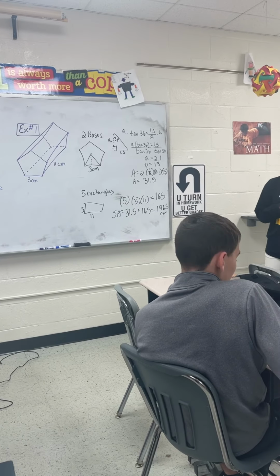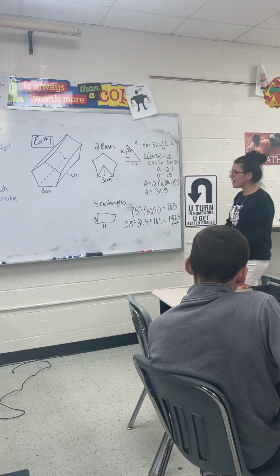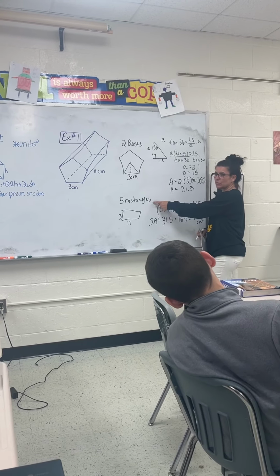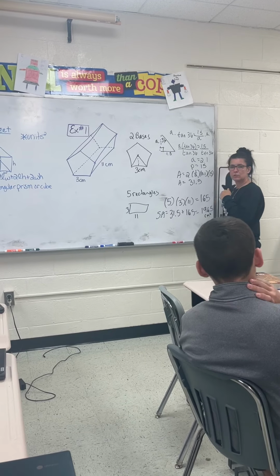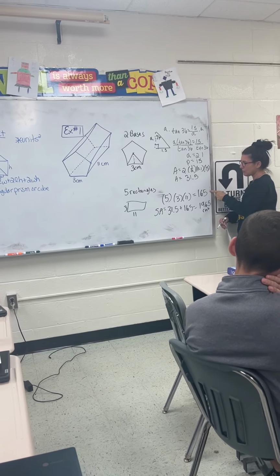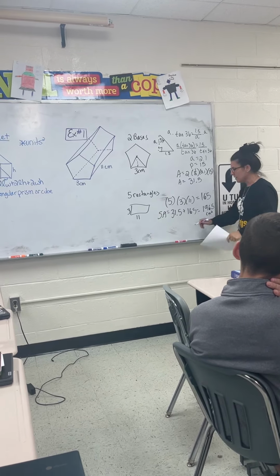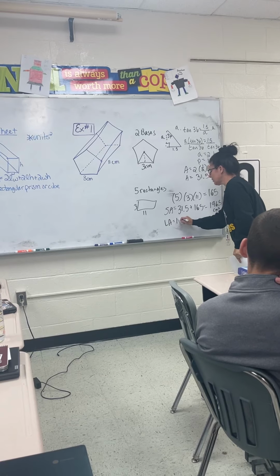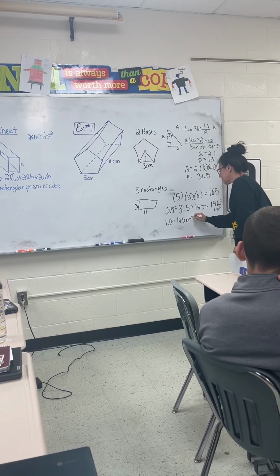Now, if I was asked to find just the lateral area, I would just find the area of these rectangles. Remember, lateral area does not include your bases. So you would just not do any of this, and your lateral area would just be 165. So we can say lateral area, 165 centimeters squared.